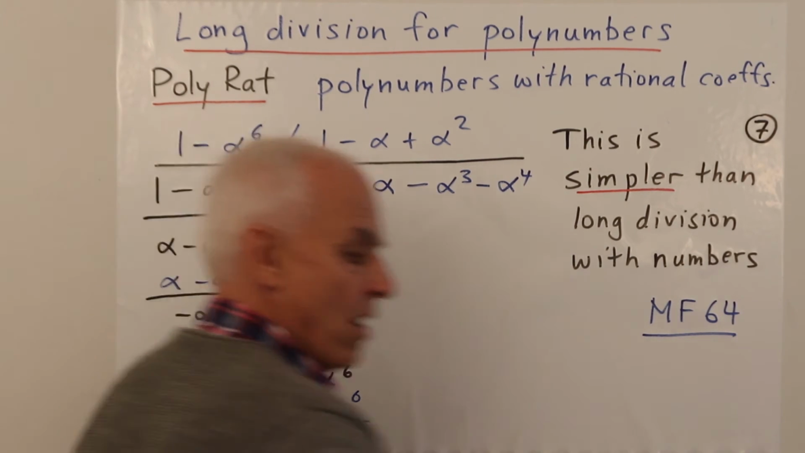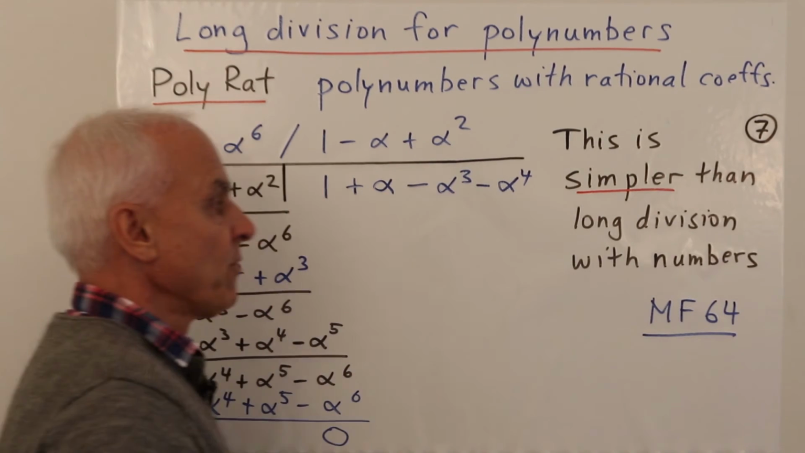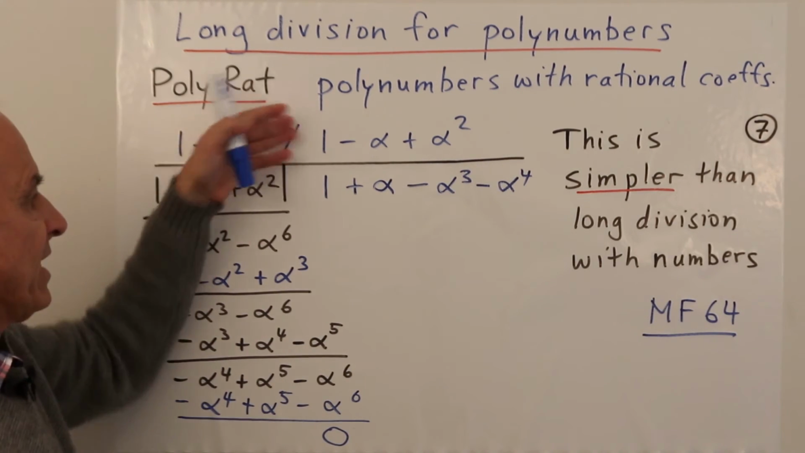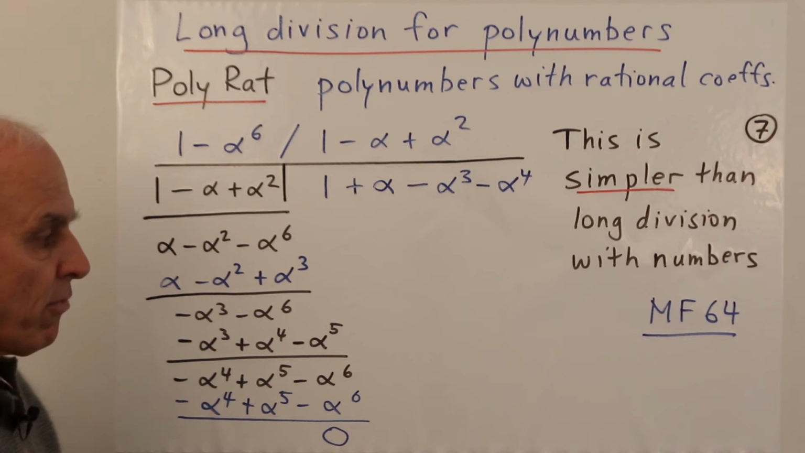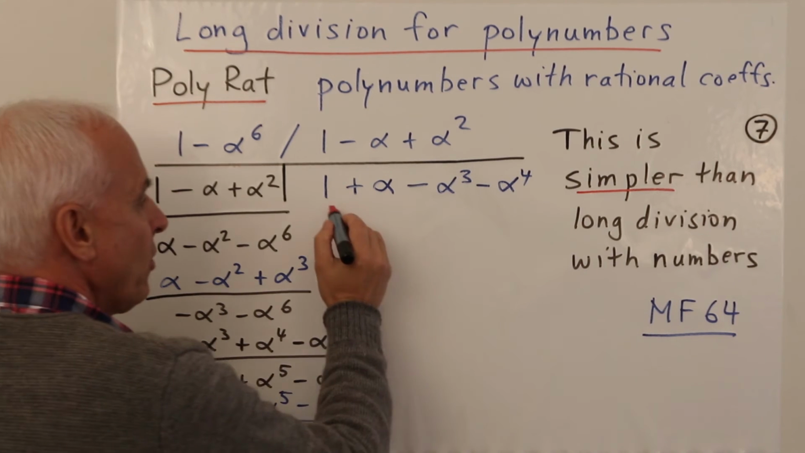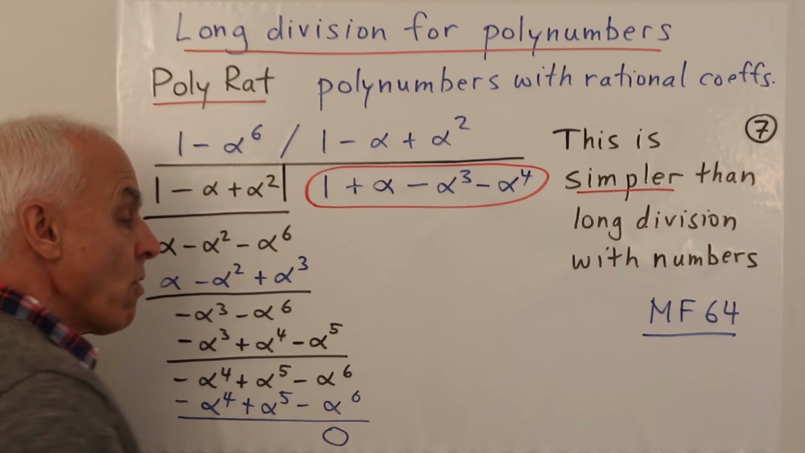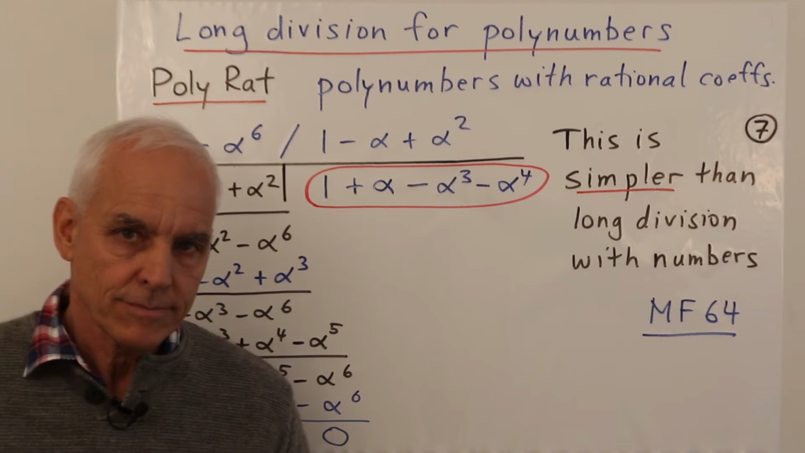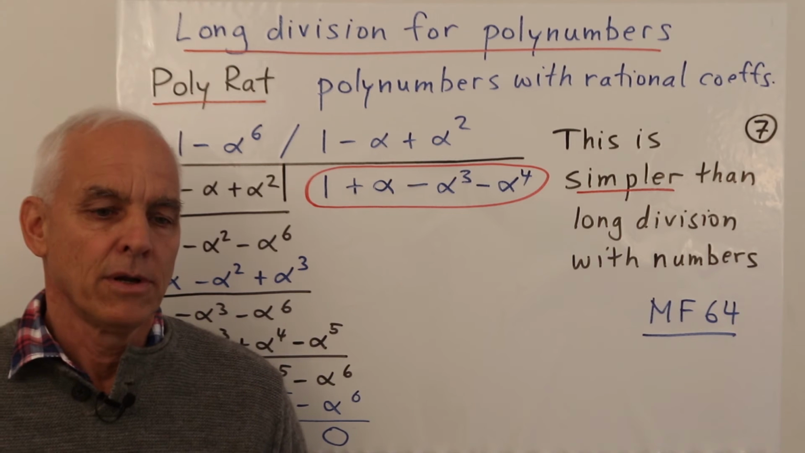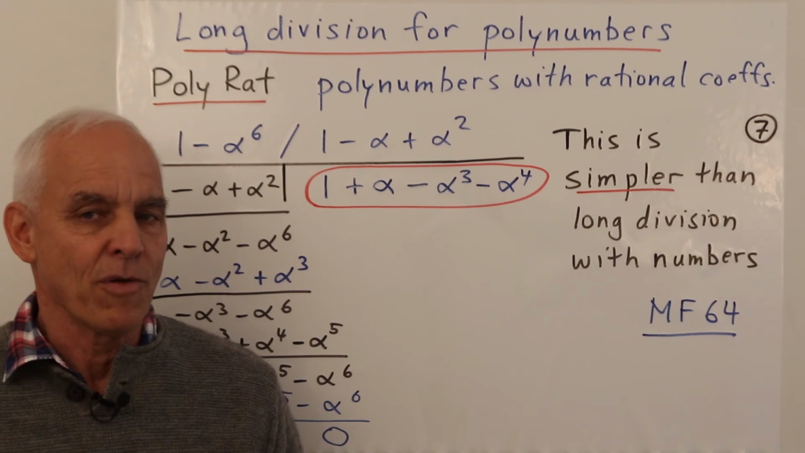Okay, so we are now finished with the process. We've divided this thing by this thing an exact number of times. We've gotten a remainder of 0, and this is then the quotient. Okay, so that's how we do long division for polynomials.